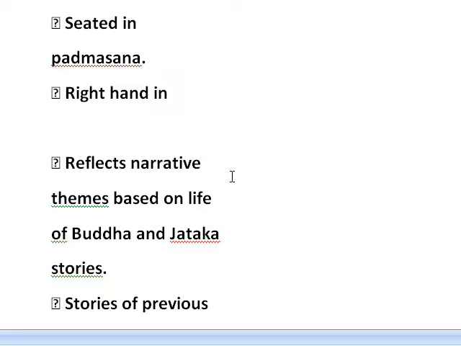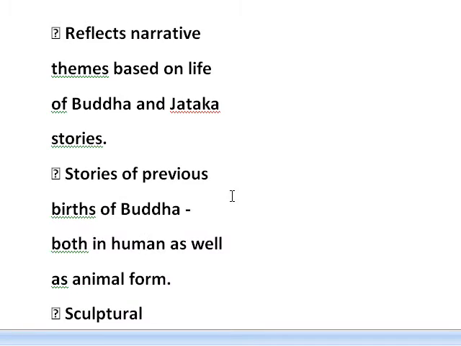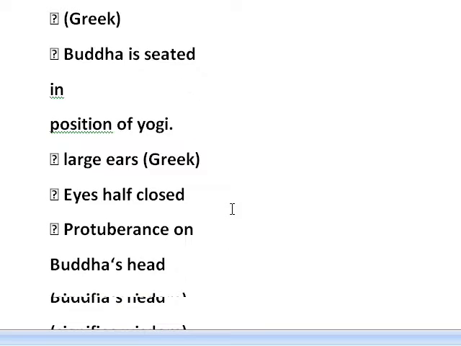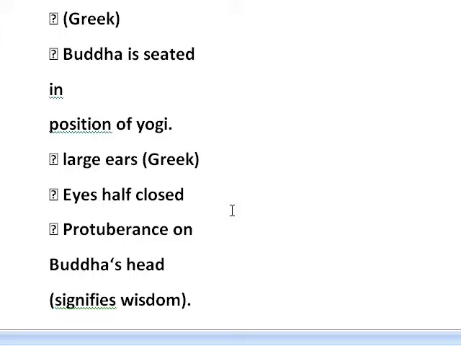Seated in Padmasana, reflects narrative themes based on the life of Buddha and Jataka stories of previous births of Buddha, both in human as well as animal form. Sculpture composition is more Greek. Buddha is seated in the position of a yogi, with large ears, Greek eyes half closed, and a protuberance on Buddha's head signifying wisdom.